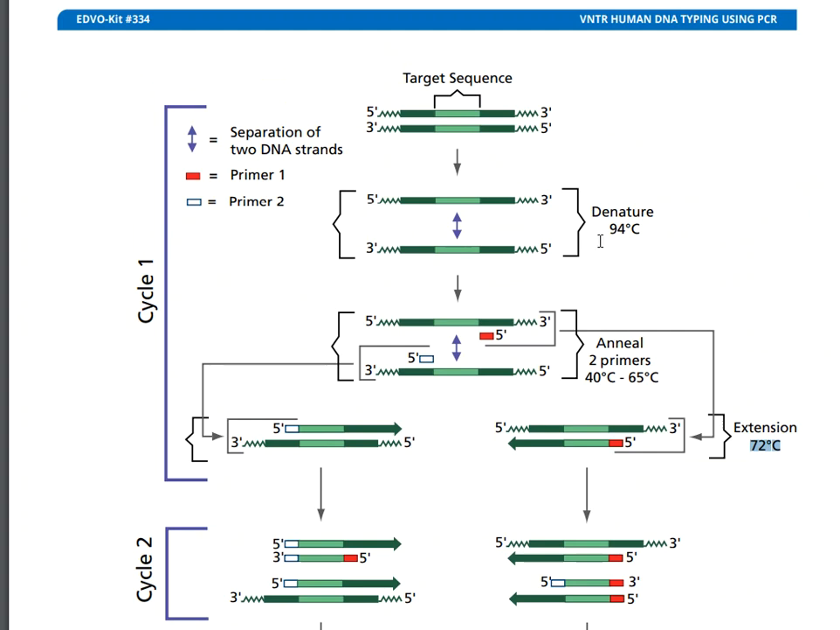So the 94, cool it down to 40 to 65, and then warm it back up to 72. This is one cycle. After that cycle is complete, we repeat it. So now we heat it back up to 94, then we cool it to 40 to 65, then we go back to 72.